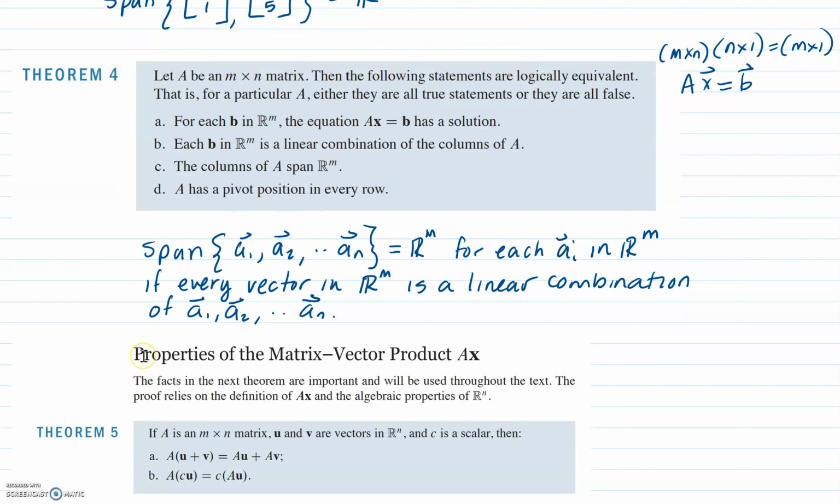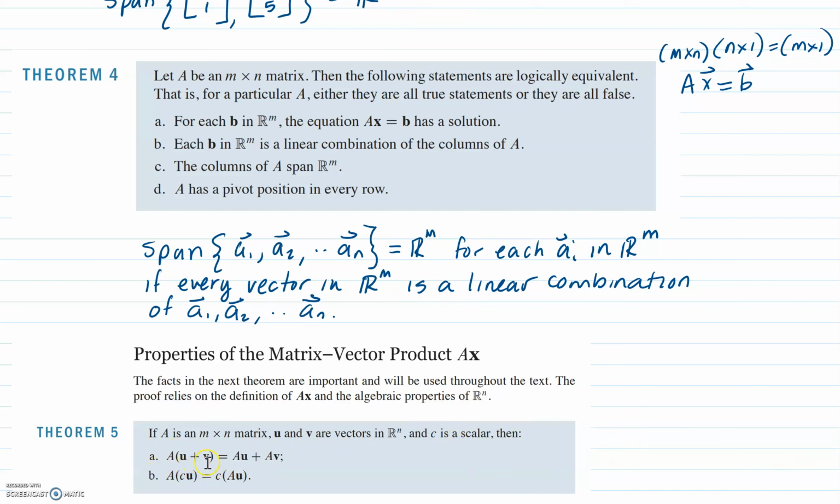Which brings us to the last theorem of this video on the properties of the product AX. The facts of the next theorem are important and will be used throughout the text, and the proof really just relies on the definition of AX and the algebraic properties of Rn. So here's the theorem. It says that if you have an m by n matrix A, and U and V are in Rn, they need to be in Rn to make the multiplication defined, and C is a scalar, then you have these two properties.